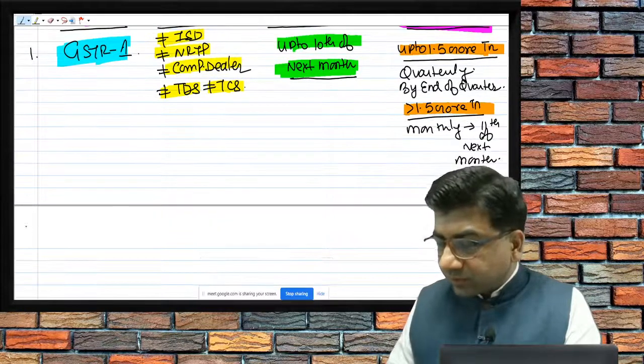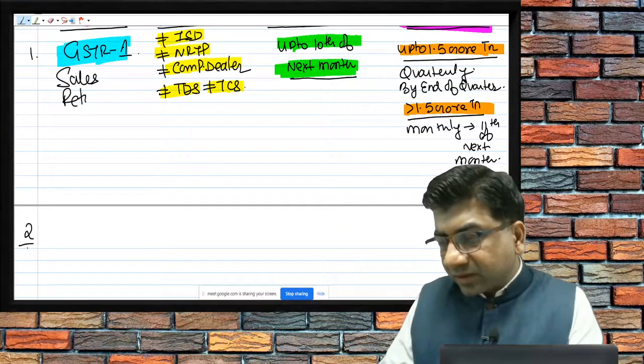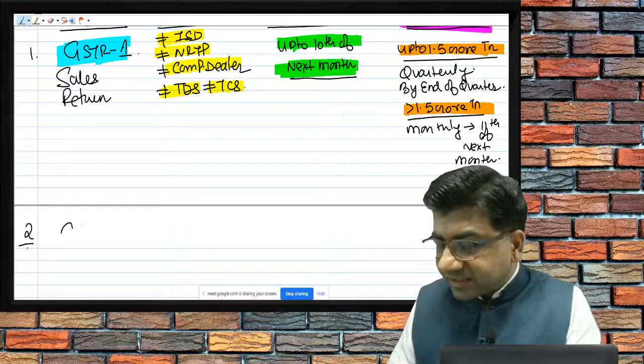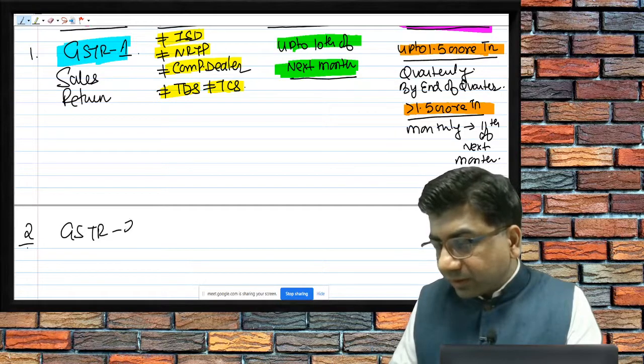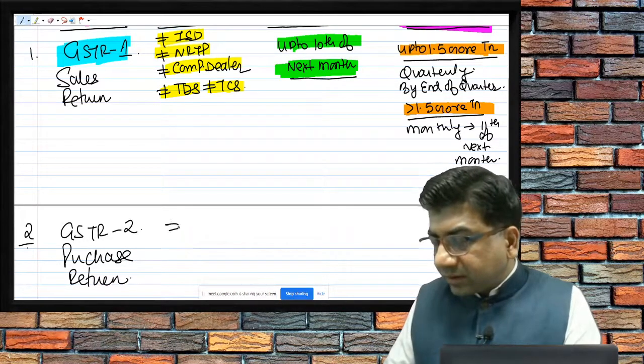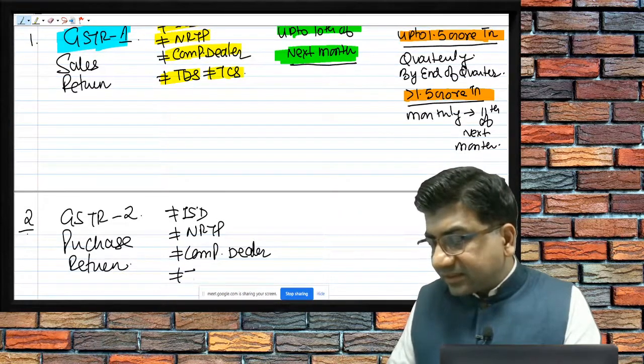Next, second point, GSTR2. This was a sales return. You can write down sales return or supply return and outward supply return. Now GSTR2. This is the purchase return. Again, who's not required to file? ISD, NRTP, composite dealer, TCS deductor.